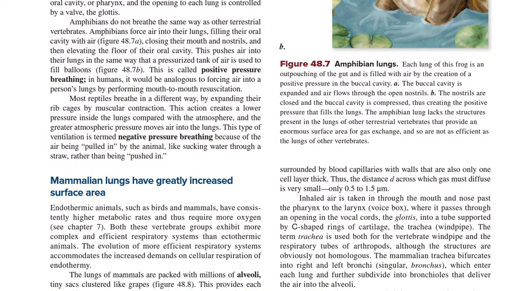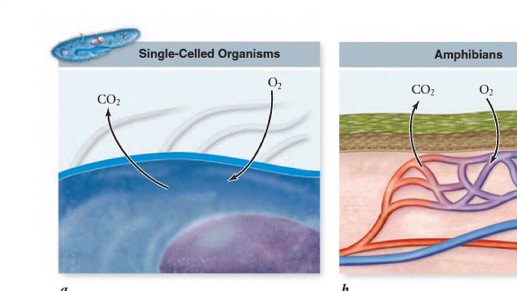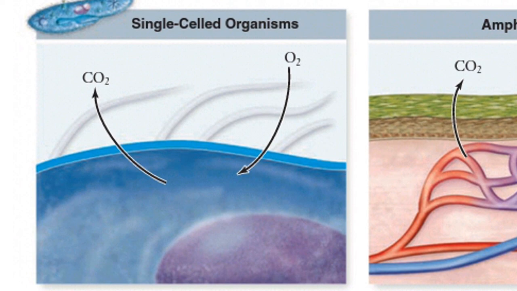Now here in this figure, paramecium is shown, a single cell organism. And in the water, what happens? The oxygen which is dissolved in water is entering into this single cell paramecium, and from the body cell of the paramecium, that is the single cell, the CO2 is diffusing out, it is released, it is coming out.